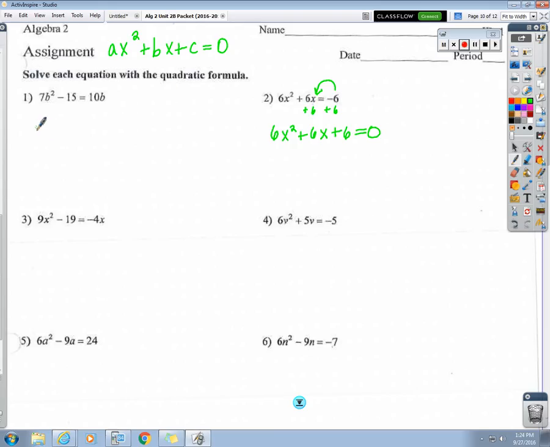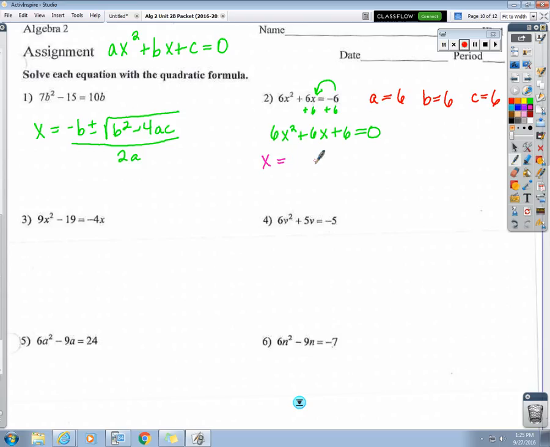I'm going to write the quadratic formula over here. x equals negative b plus or minus the square root of b squared minus 4ac, divided by 2a. But to be able to use that, we now need to identify what the a, b, and c are. What is the a for this one? What is the a value? Right. What's the b value? And what's the c value? Right.